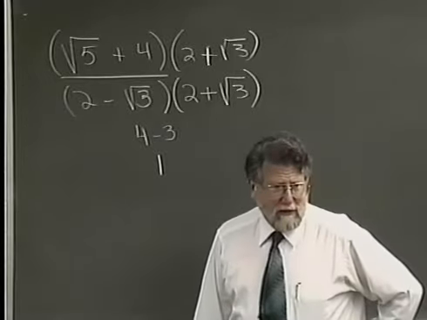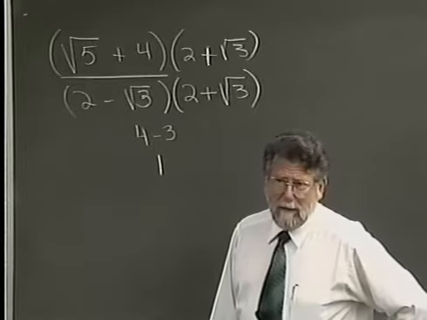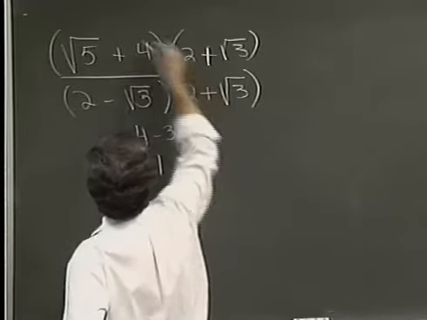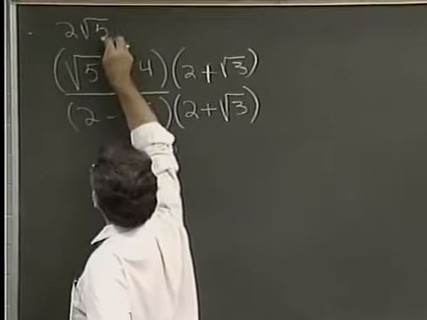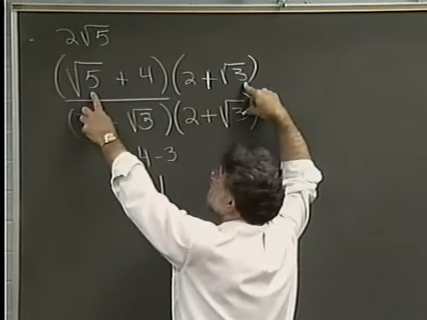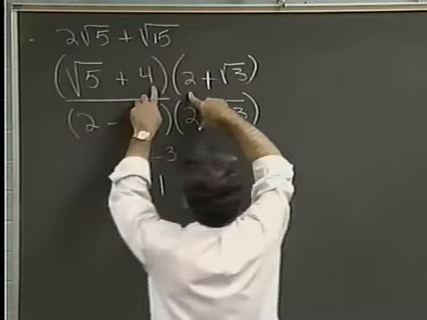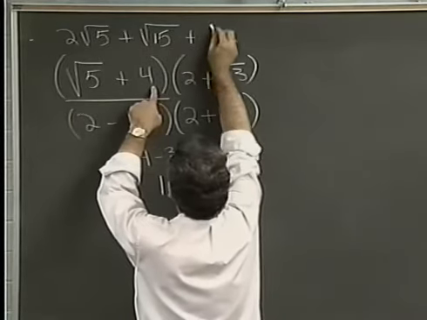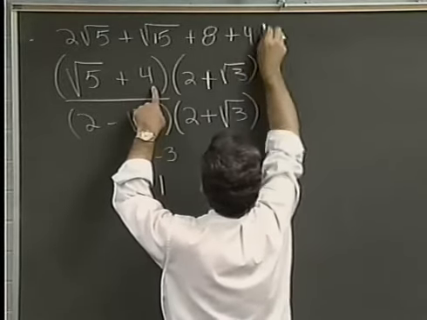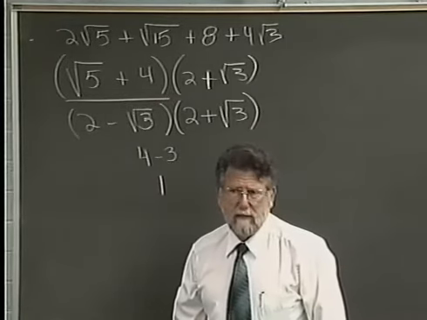But the numerator is another story. Because we have to do what? FOIL that. So what do we get here? I have the square root of 5 times 2, so that's 2 the square root of 5. Then I'm going to take care of the outers: square root of 5 times the square root of 3, the square root of 15. Then the inners, which is an 8. And then the last, which is 4 the square root of 3, and it's all over 1, so what I have at the top of the screen is your answer.